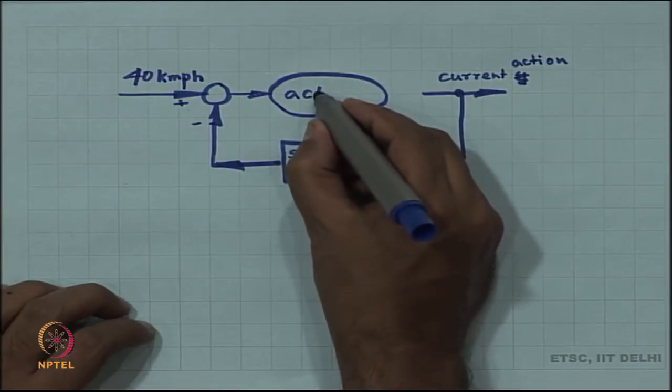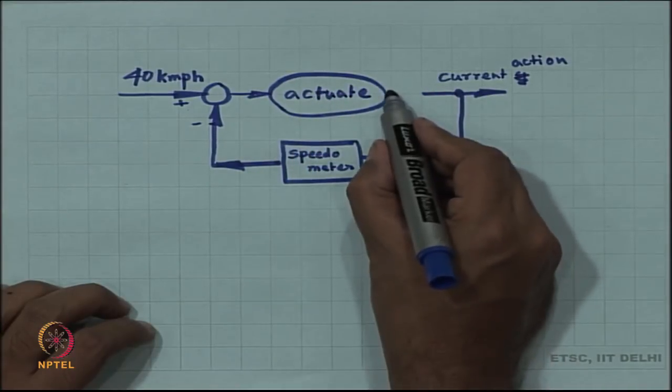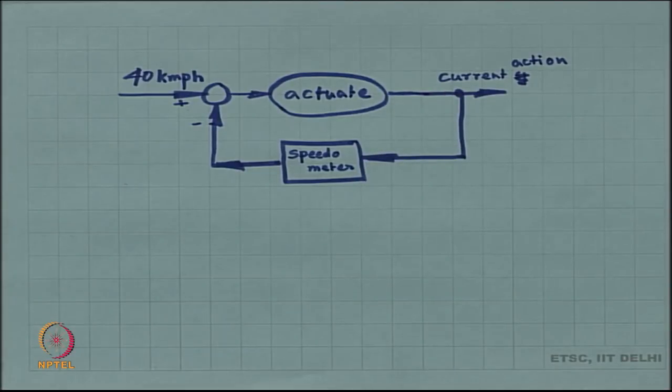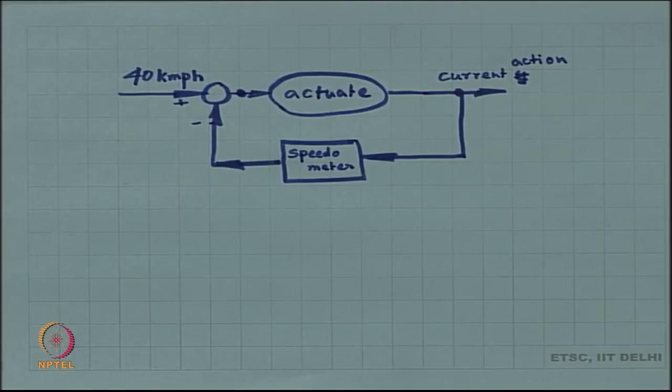So, this is your actuate. You actuate whatever is to be done, and how much you actuate depends on the error. If the error was 0, you do not actuate at all.